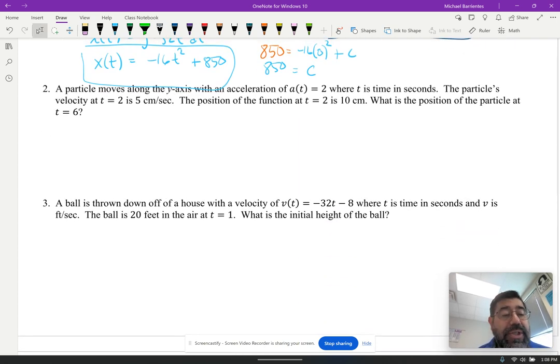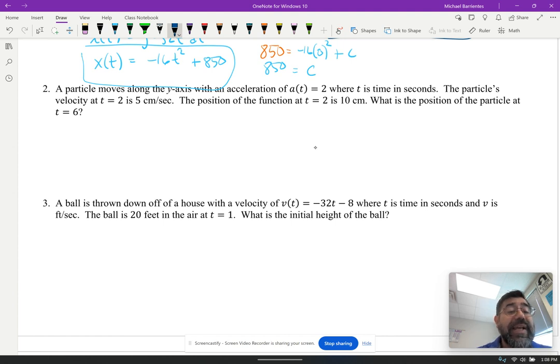Let's do number two, and then we'll just not worry about number three. If you want to do number three, you can work on it and then bring it to class and we can check it. But number two, there's a particle moving along the y-axis. So instead of moving left and right, it's moving up and down with an acceleration of a of t equals 2, where t is time in seconds.